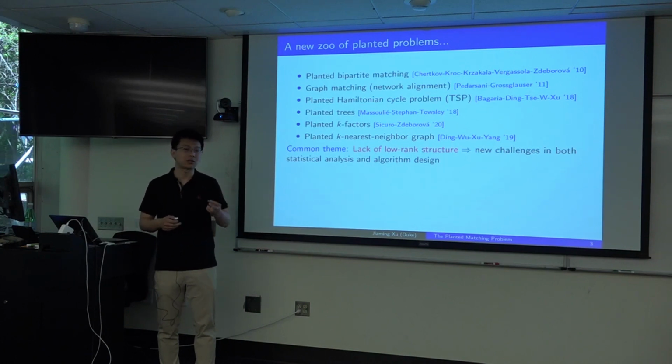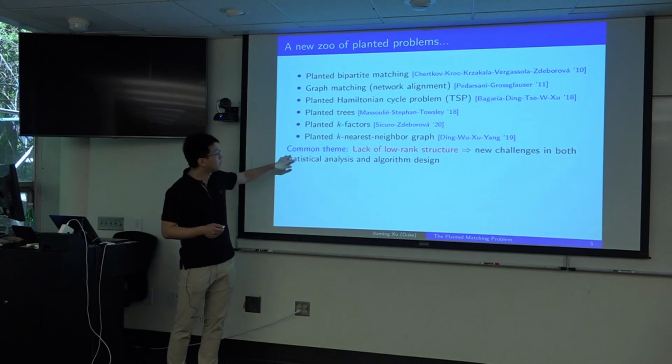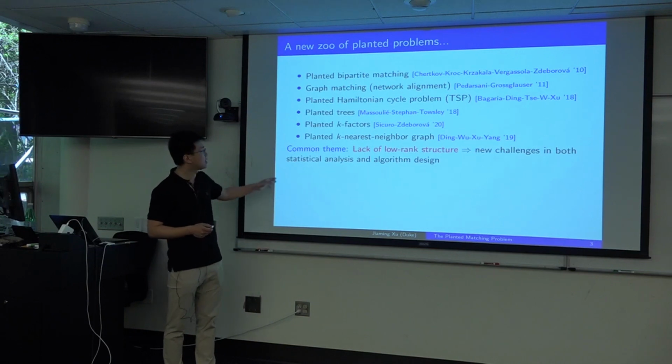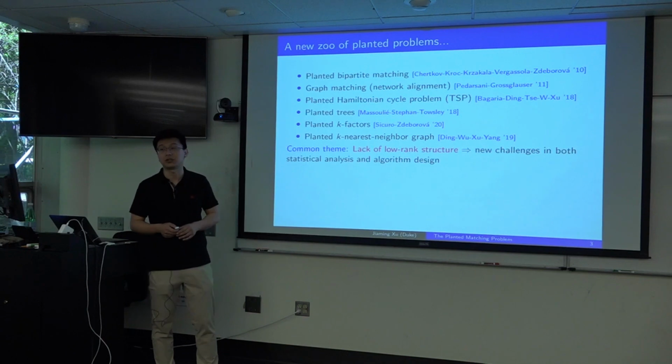Because for the spectral method to work, you need to have the low-rank structure, so that you have a so-called eigengap, and then the method is robust to noise. But if you don't have the eigengap, then the method is very brittle to this noise perturbation. So that's why this set of problems brings new challenges in both statistical analysis and algorithm design. That's going to be the focus of this tutorial.